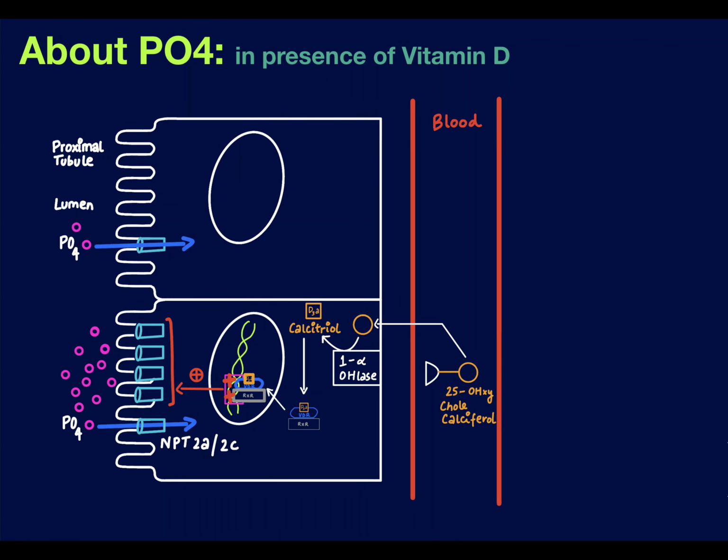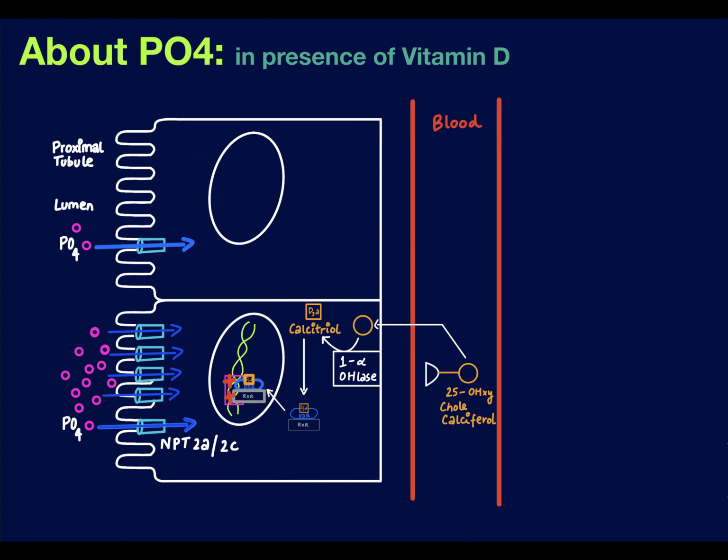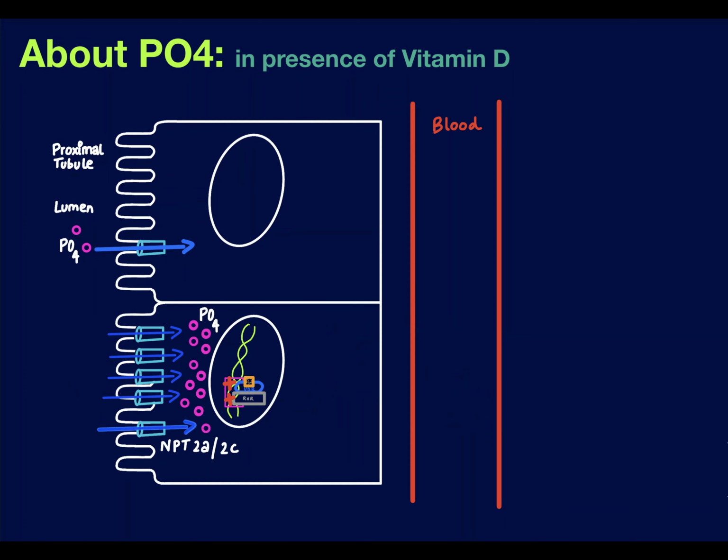So here in renal phosphate reabsorption, calcitriol via the VDRE increases the expression of NPT2A transporters on the luminal side, therefore increasing phosphate reabsorption. In simpler terms, what this means is that the action of vitamin D on the PCT, on phosphate reabsorption, is to increase the renal reabsorption of phosphate.